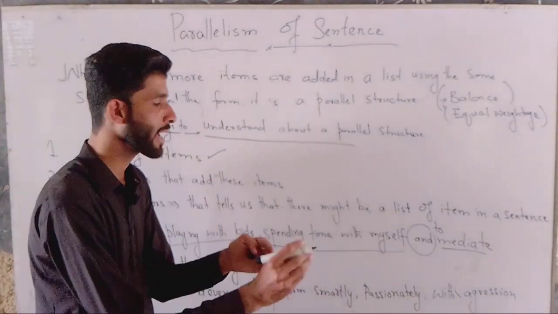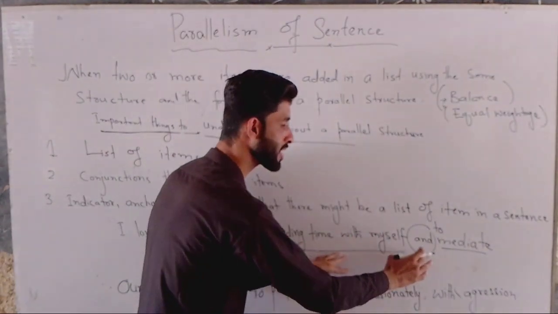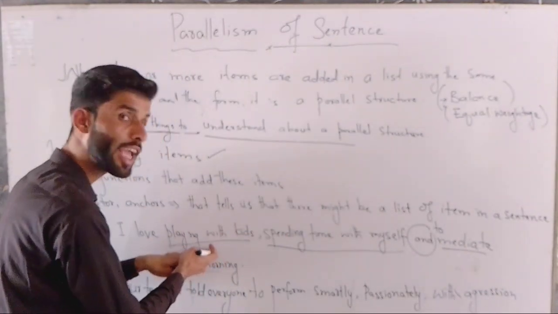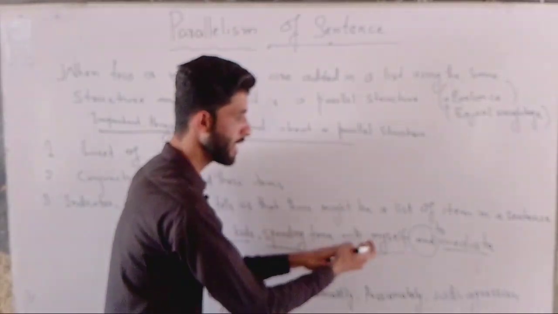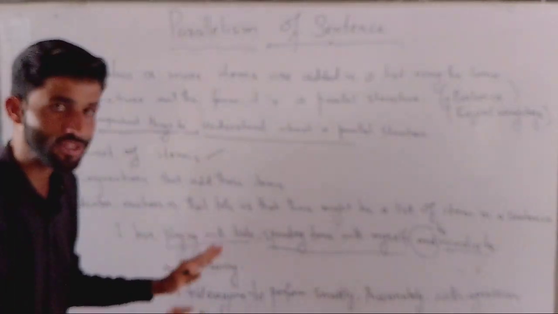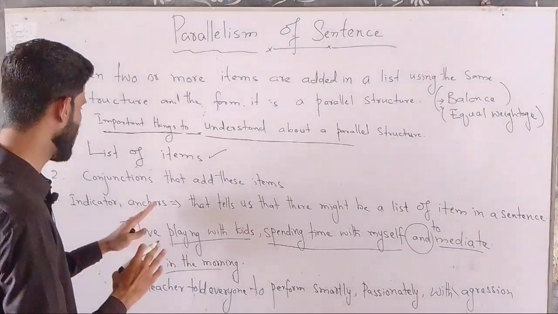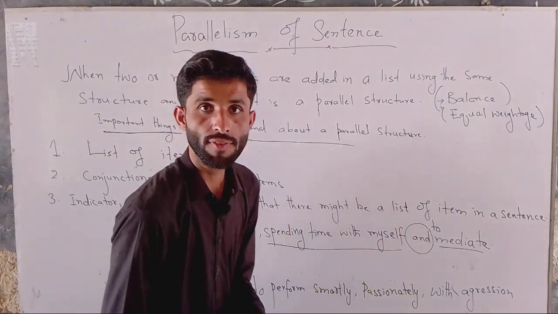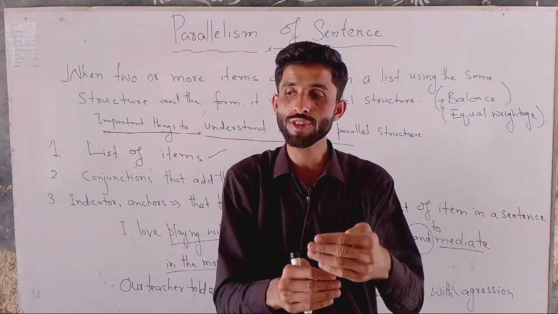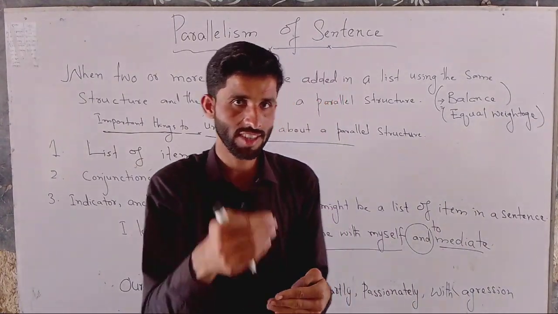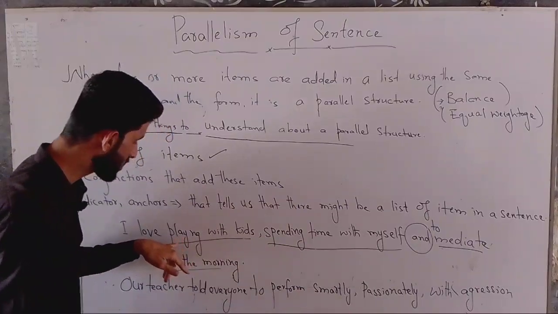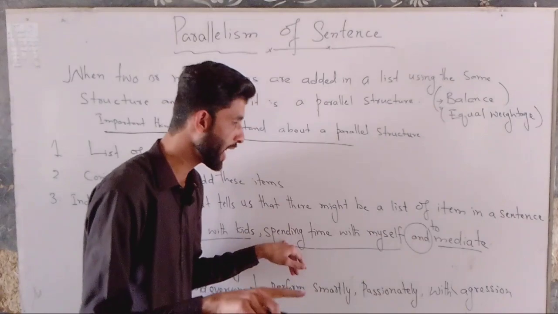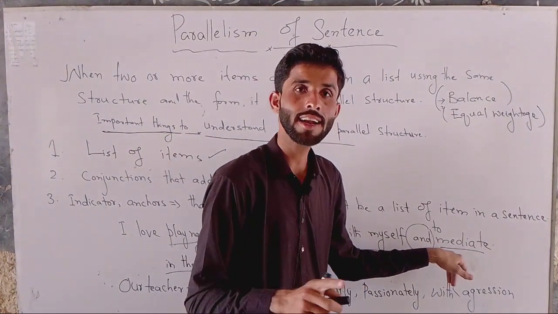So we have to take care of these items while using such items. These are different items. This is one, this is different, this is different. These are the list of items. Number second, here we have used conjunction. While using and, we use the same structure. For example, here playing is in gerund form, spending is in gerund form, and to mediate is in infinitive form.